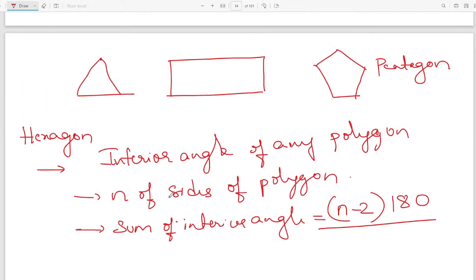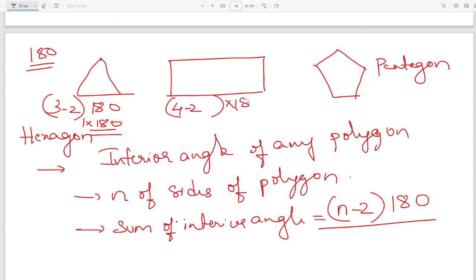For example, in a triangle, I had told you that the sum of interior angles is equal to 180. The number of sides is 3, so if you use this formula, it will be (3 minus 2) into 180, which is 1 into 180, so 180 degrees. If it is a rectangle, 4 is the number of sides, so (4 minus 2) into 180 from this formula. This is 2 into 180, which is equal to 360.